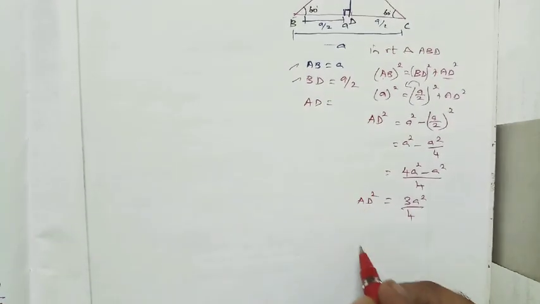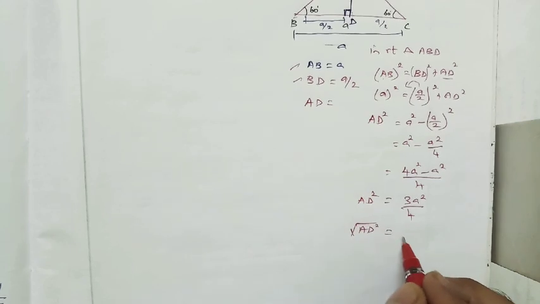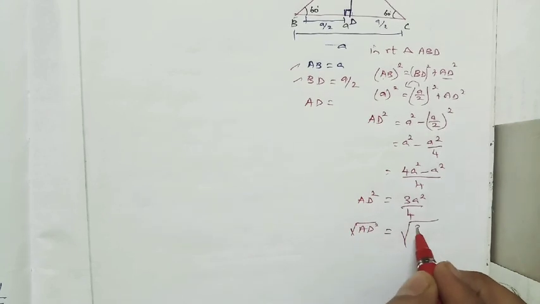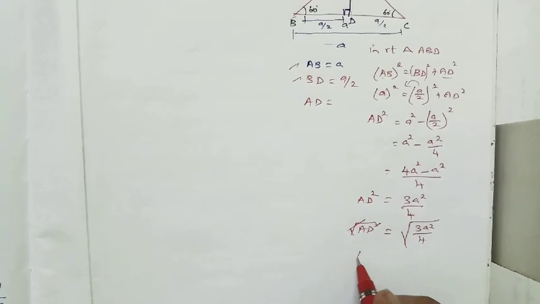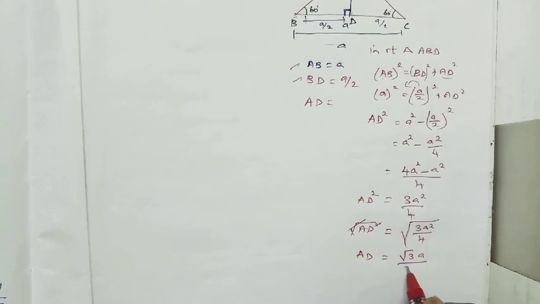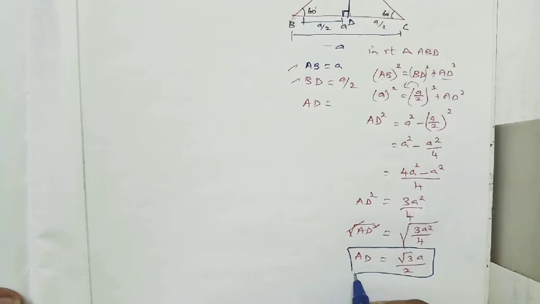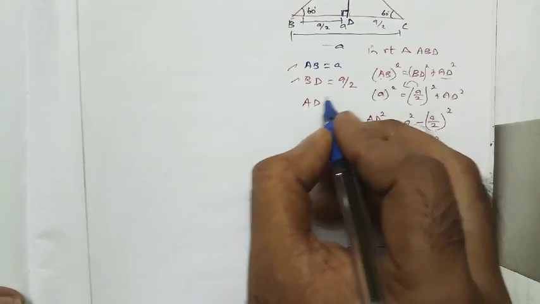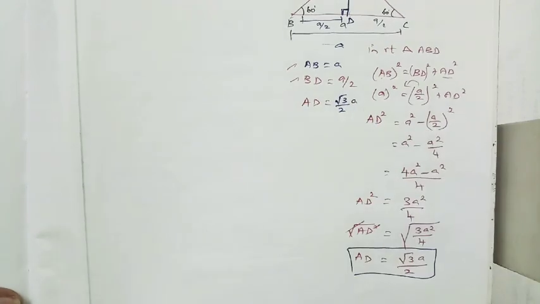But what we need is the length of AD alone. So taking square root on both sides, square root of AD square is equal to square root of 3A square divided by 4. The square root will get cancelled. Then AD is equal to root 3 by 2 into A. Therefore, AD is equal to root 3 divided by 2 into A.